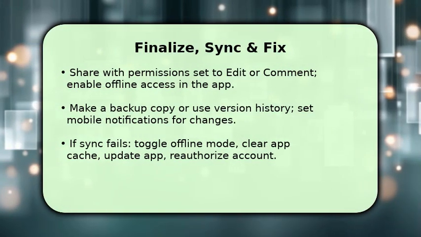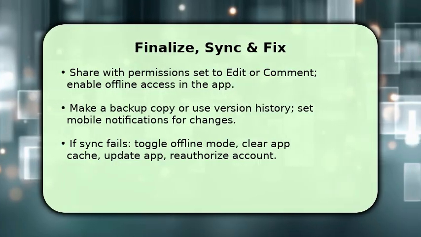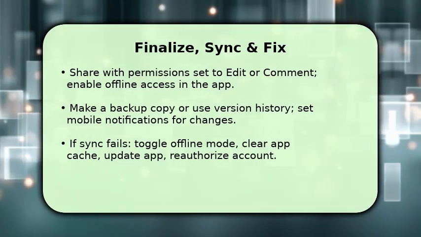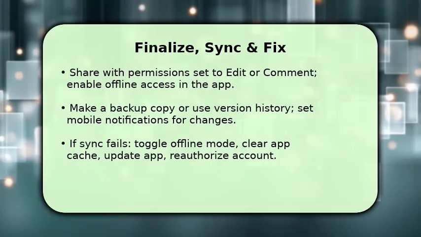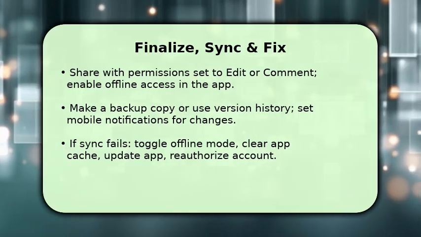Enable offline access in the mobile app and make a backup copy or rely on version history for rollbacks. This prevents data loss. Set notification rules for changes if you want alerts. Once done, sync to Google Drive and confirm changes appear on desktop.